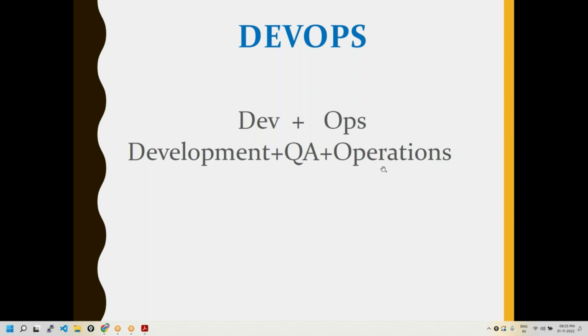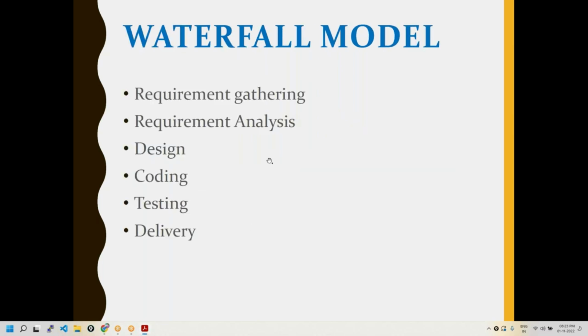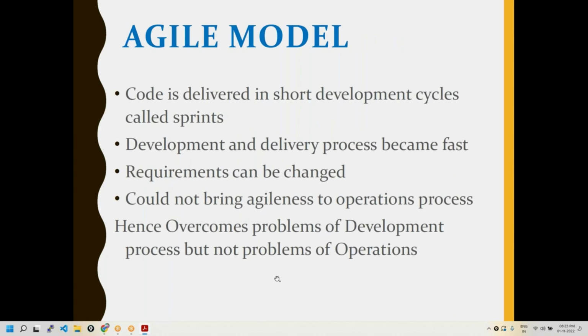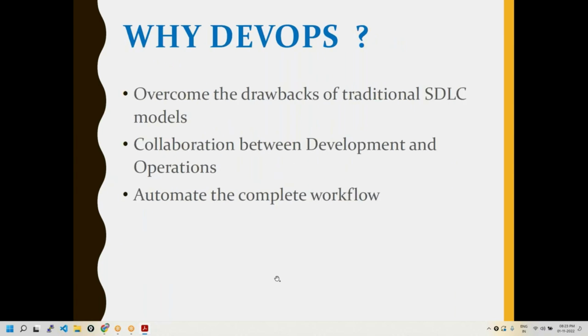Yeah, so dev plus QA plus ops team. So all these teams work together, or else they work closely, which helps you understand the DevOps methodology. Waterfall methodology we have discussed, drawbacks. See, this is like notes for you. I'll share this presentation with you, which you can refer to for recollecting the things.